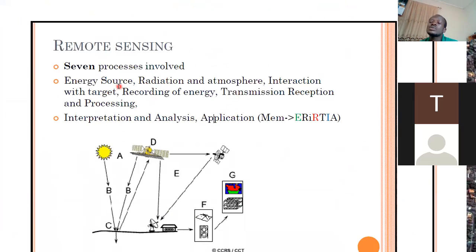There's an energy source, which is usually the sun. There's radiation and then through the atmosphere. There's an interaction with the target. Then the energy is recorded and transmitted to the ground. Are you okay? I think I didn't talk about that. Okay, so there's a transmission to the ground here.